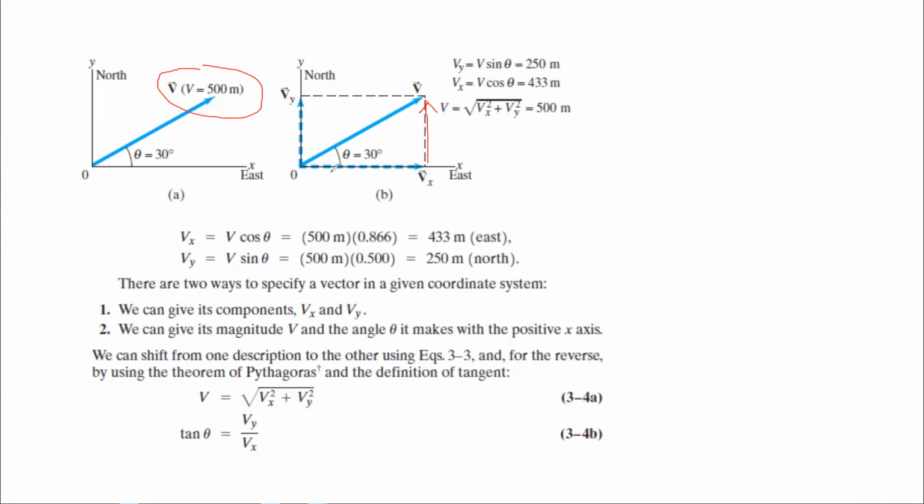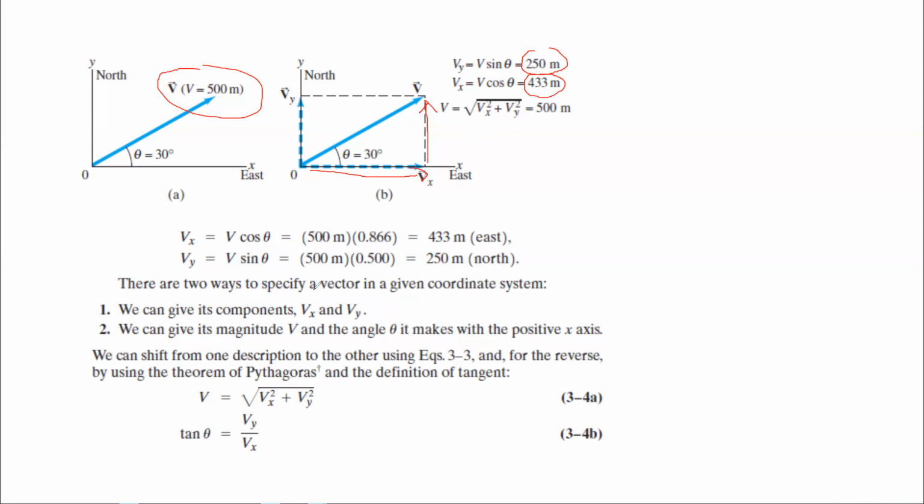And we also have the Vx here on this side. This side is adjacent to 30 degrees, so you use V cosine theta, and that is equal to 433 meters. So that's why you have Vx of 433 meters and Vy of 250 meters. And to get V, of course, you can use the Pythagorean theorem because this is the hypotenuse, the longest side. So V is equal to the square root of Vx squared plus Vy squared, and that gives you 500 meters.